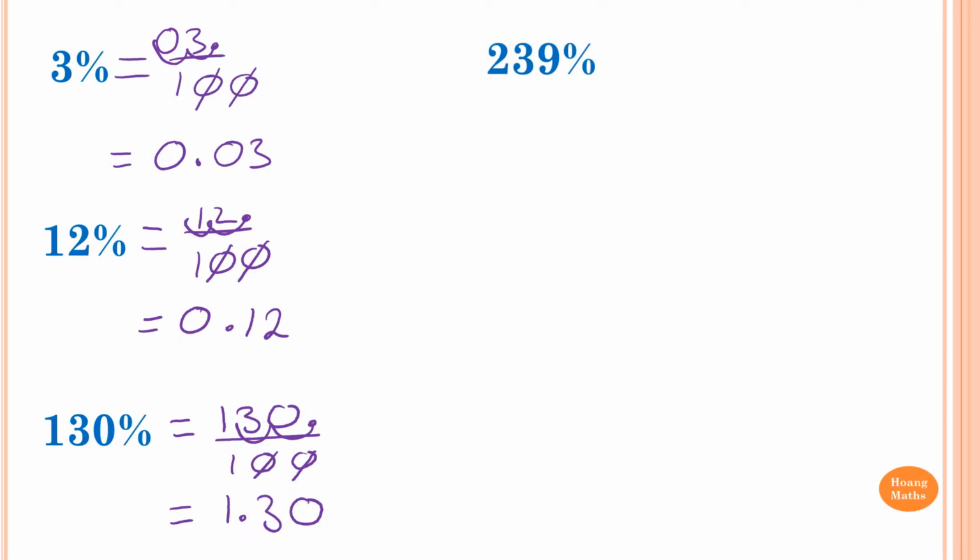239%, it means 239 per 100. So we just write 239 over 100. So what you do, you just move the decimal point to the left 1 unit, and you move another one, you cancel this. So this means 2.39.